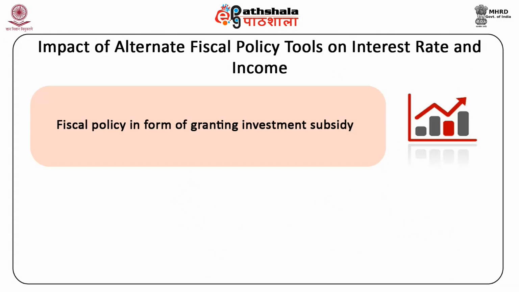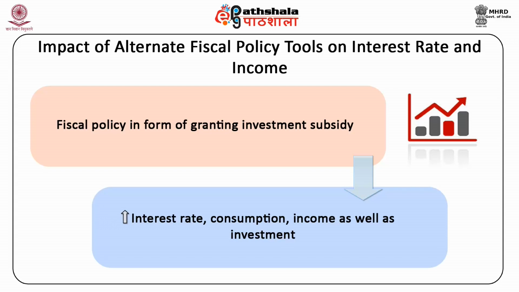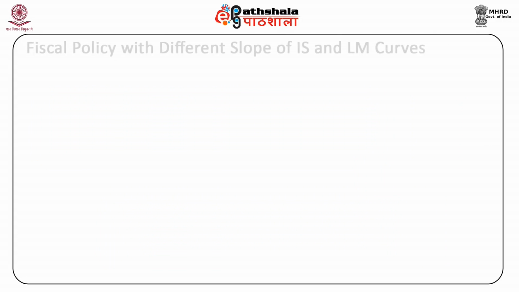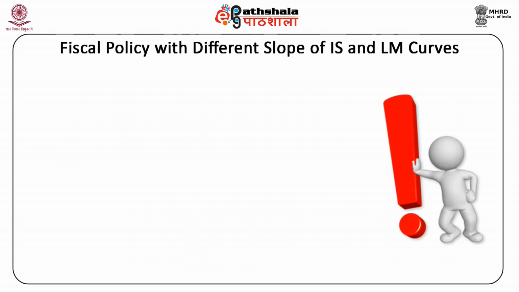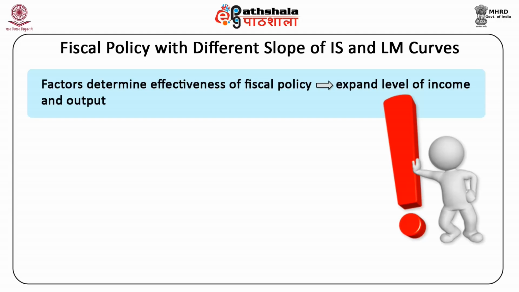Thus, fiscal policy in the form of granting investment subsidy increases the interest rate, consumption, income, as well as investment. Let us see the impact of fiscal policy with different slope of IS and LM curves. There are many factors which determine the effectiveness of the fiscal policy adopted by the government with the objective to expand the level of income and output in the economy.